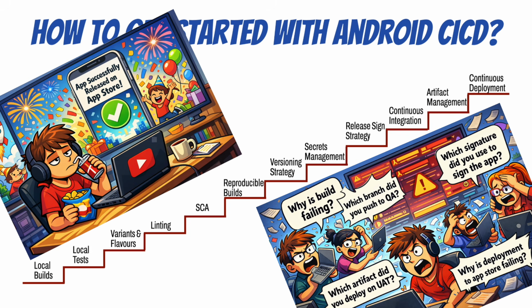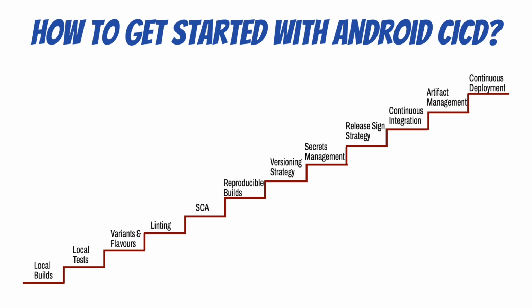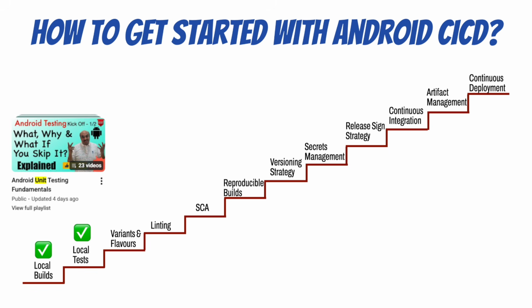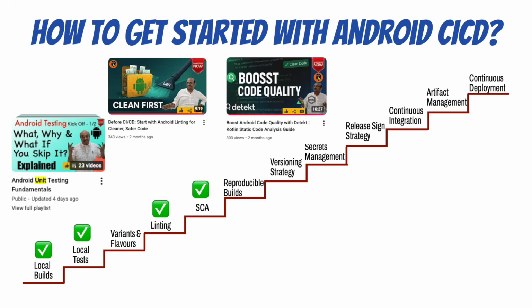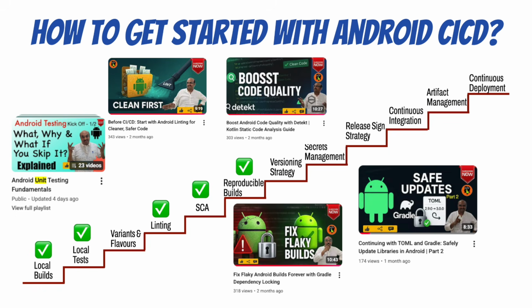Now you might be wondering, as a part of the CI/CD series, what all things we will be covering. Some of these things, as an Android developer, you would already know, and certain things we have already covered on CodeTutor. For example, creating local builds is nothing fancy. Running the unit tests locally, we have already covered on CodeTutor as a part of the unit testing series. Linting and static code analysis, we recently covered on CodeTutor. And then we recently did a video on how to fix flaky builds. That is all about reproducible builds. So out of all these 12 steps, 5 are already covered on CodeTutor.